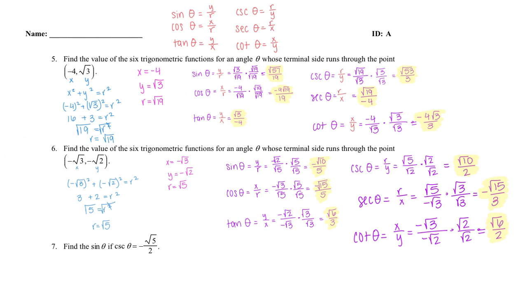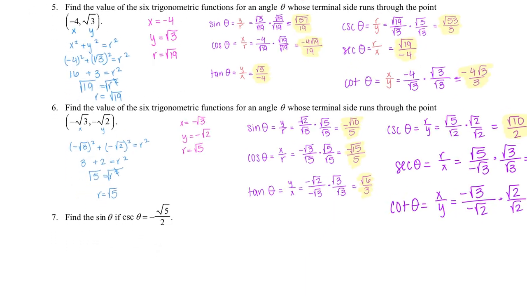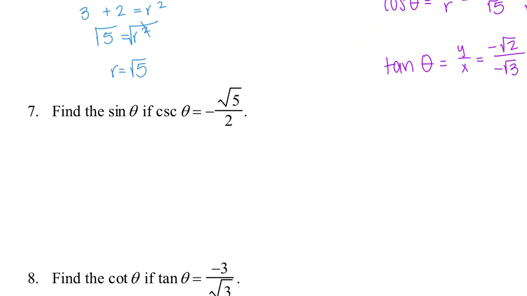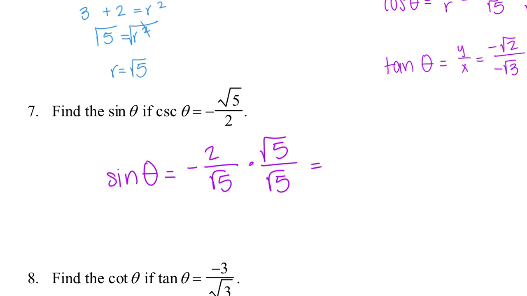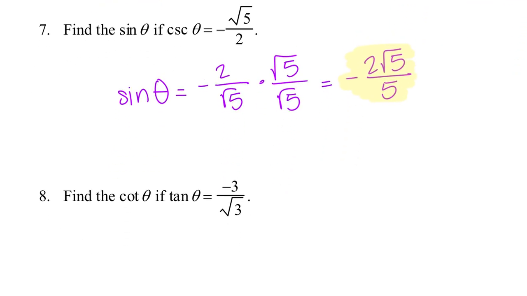Okay, going ahead to number 7. It says find sine theta if cosine theta is negative square root 5 over 2. Keep in mind these two are inverses, so all you have to do is flip it. So sine theta is going to be negative 2 over the square root of 5. But remember, we have to rationalize it. You cannot have a square root in your denominator. So I'm going to get negative 2 times the square root of 5 over 5, and that would be my answer for this one.